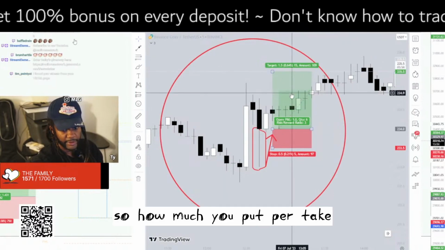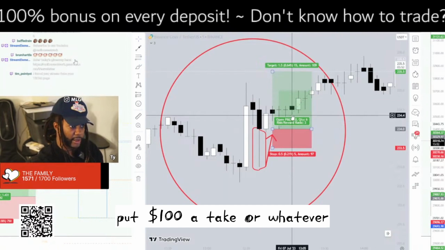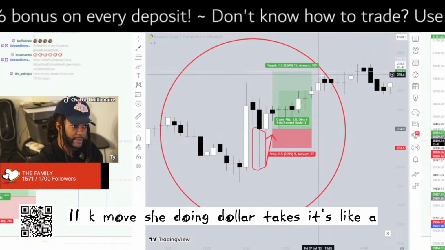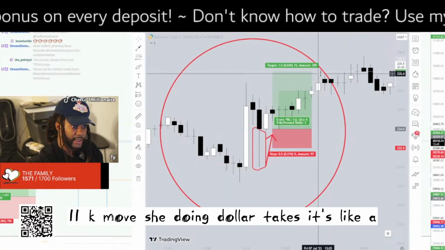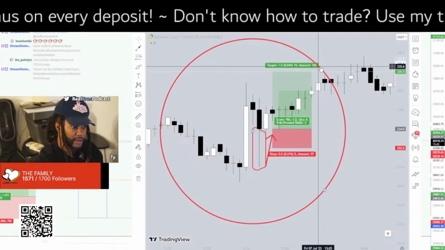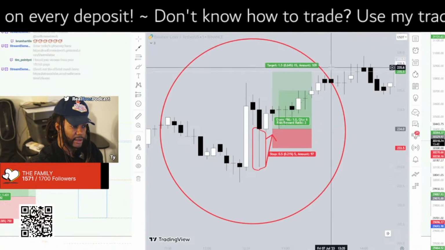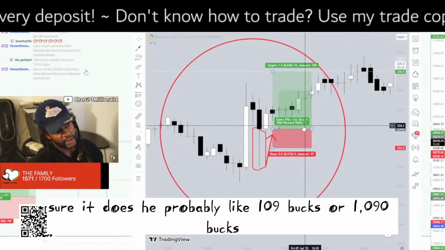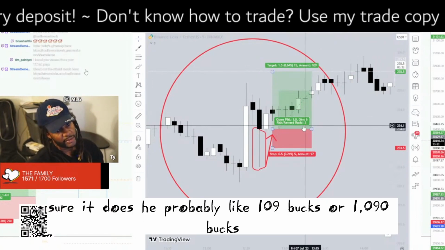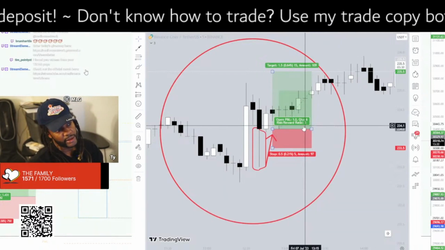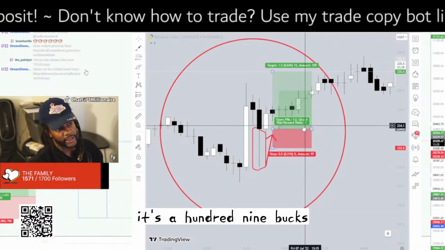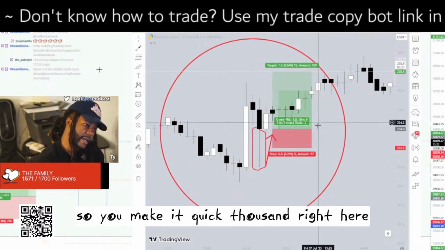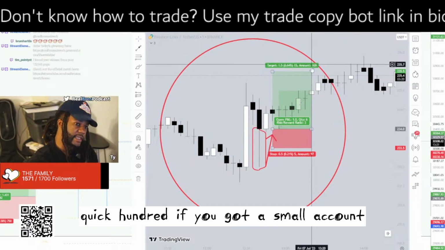So how much do you put per tick? If you put $100 a tick or whatever, you're making 11K right there on this one move. If you're doing dollar ticks, I'm not sure, it'd probably be like $109 or $1,090. So you make a quick $1,000 right here. Really quick $1,000, or a quick $100 if you have a small account.